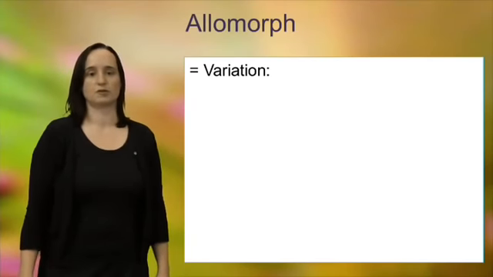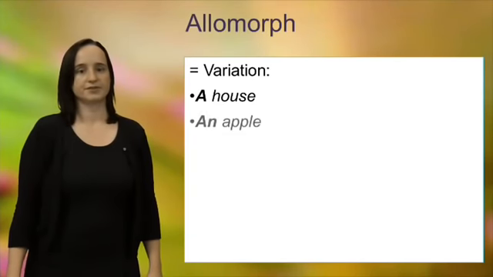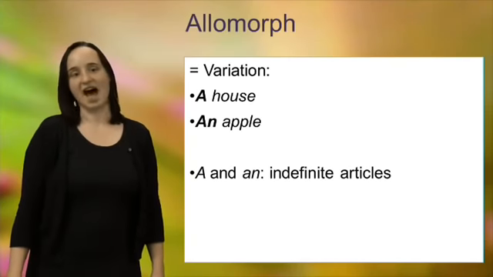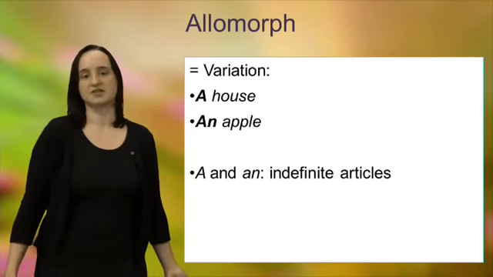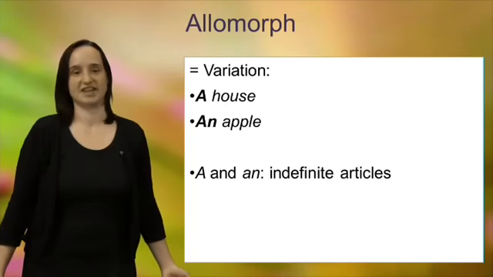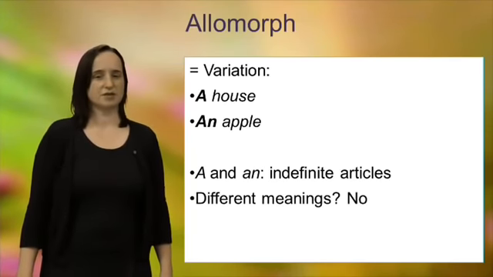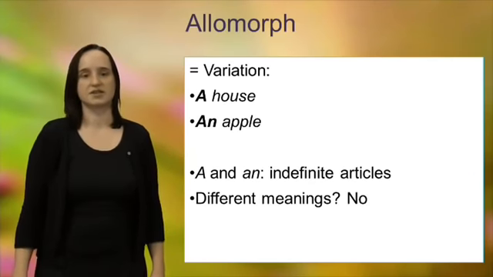Now, what are allomorphs? Let's have a look at some examples. A house, an apple. In this case, a and an are both indefinite articles. They both appear with house and apple to mark indefiniteness in a way. Do they have different meanings as such? Not really, right? I mean, a and an are just indefinite articles and that's it.